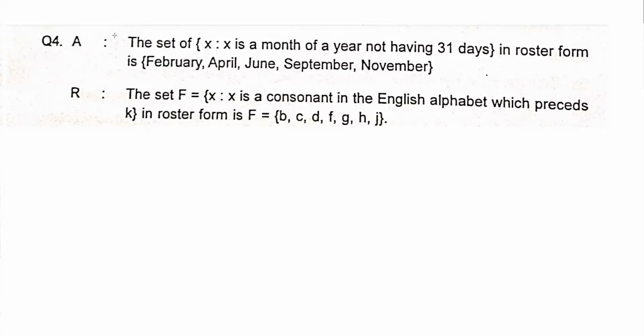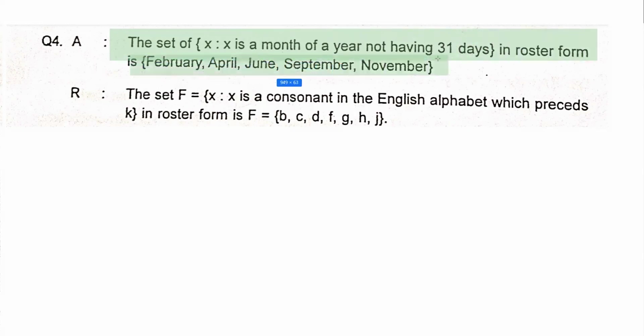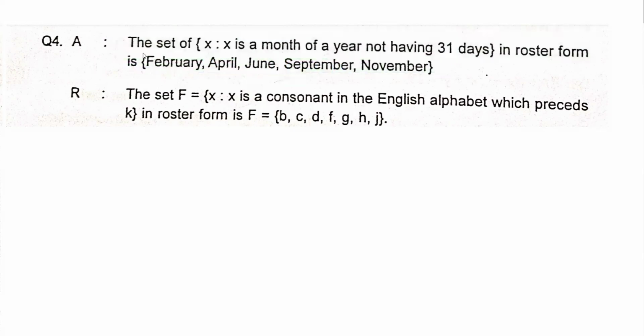And this last assertion reasoning says the set of X such that X is a month of the year not having 31 days, in roster form, is this. It should be correct. February has 29 days, or 28 if it is not a leap year. April 30, June 30. Yeah, they are correct. So the assertion is correct. And what's the reason? The reason is the set F of X such that X is a consonant in the English alphabet which precedes the letter K.